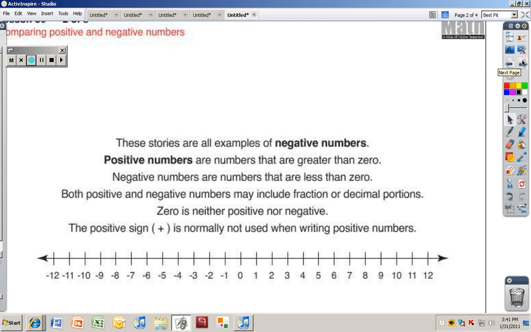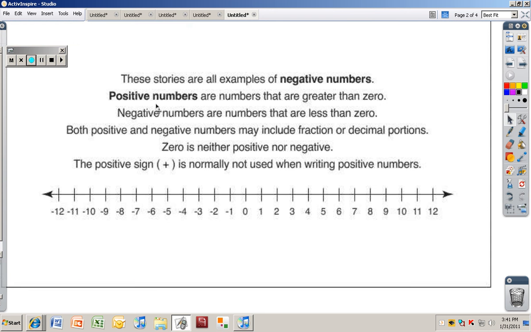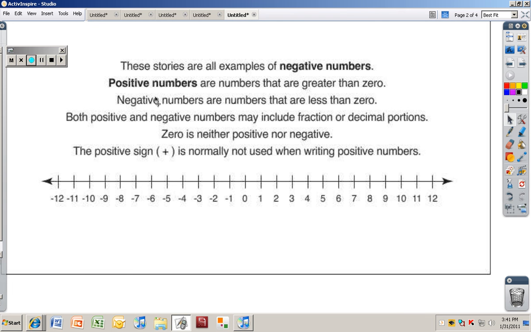All right, let's take a look at this next part here. These stories are all examples of negative numbers. Positive numbers are numbers that are greater than 0. Negative numbers are numbers that are less than 0. Both positive and negative numbers may include fraction or decimal portions, right? So you could have a negative 1/4. You could have a negative 2.6. It's possible to have all of them on the negative side too.